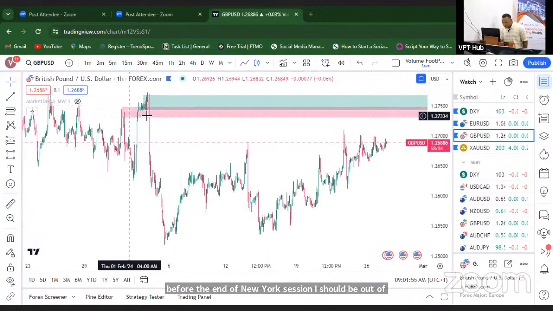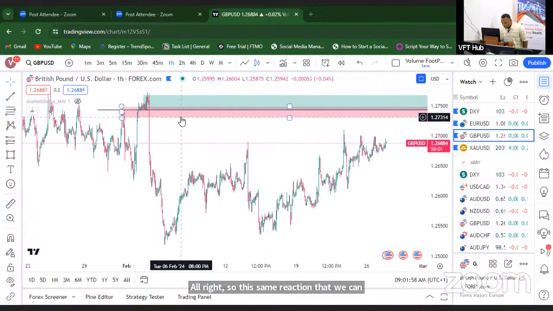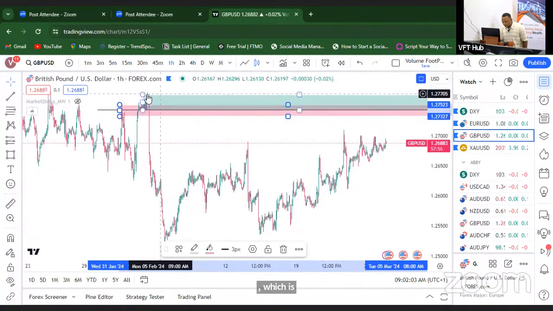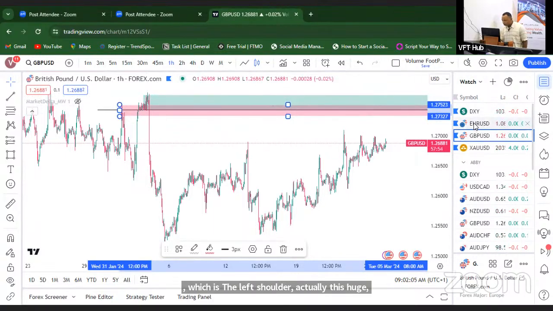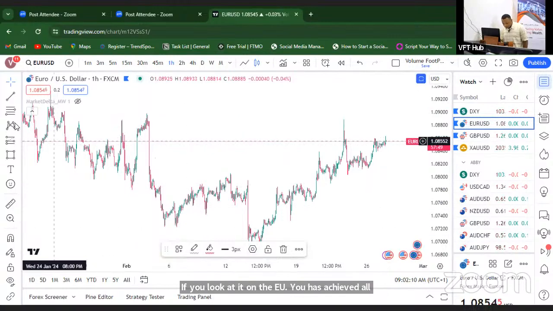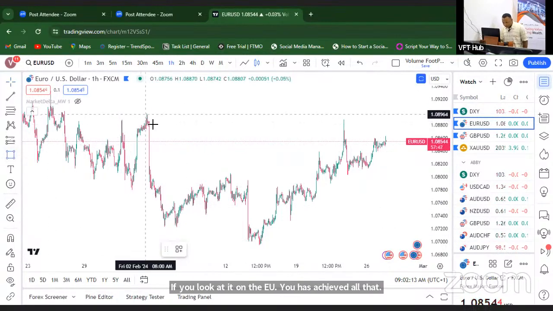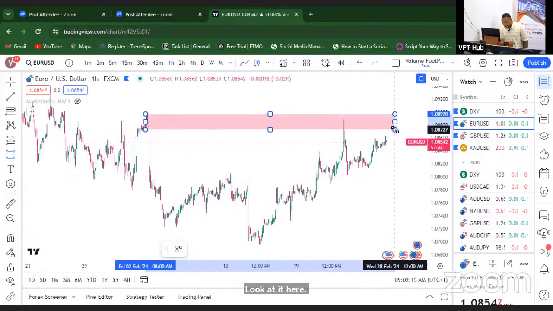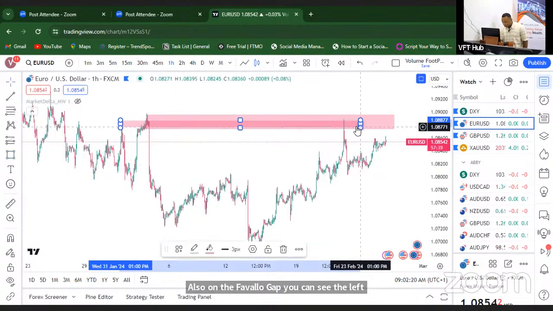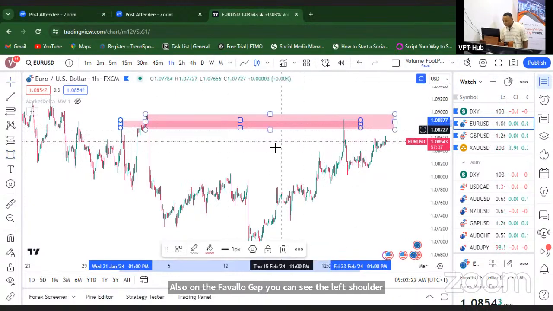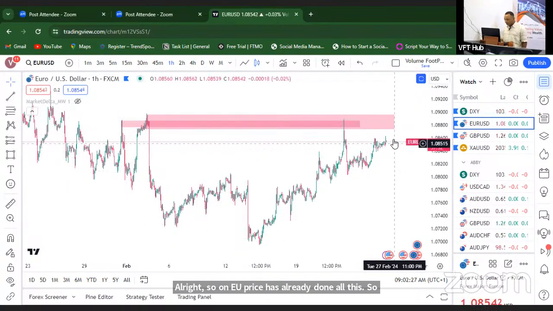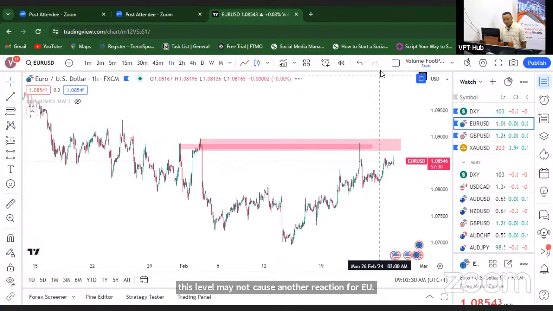All right, so this same reaction that we can see on GU, which is the left shoulder right here, this huge fair value gap, the other block above here. If you look at it on the EU, it has achieved all that. Look at it here. So this is the fair value gap that price traded into. Also on the fair value gap, you can see the left shoulder. All right, so on EU, price has already done all this. So this level may not cause another reaction for EU. So it's going to be like an express strip for EU all the way to the upside.